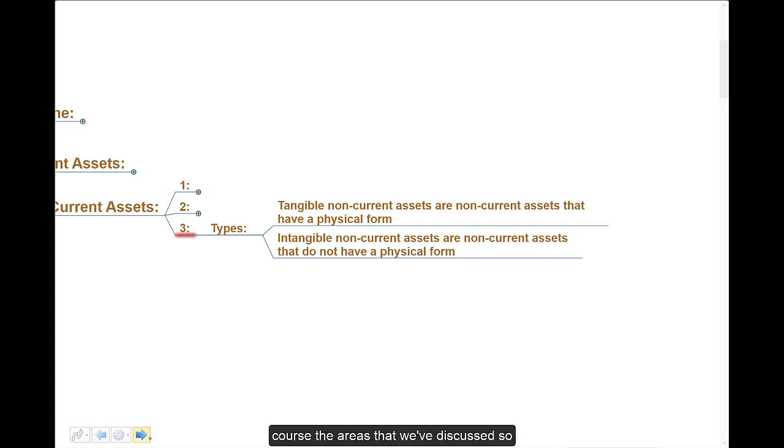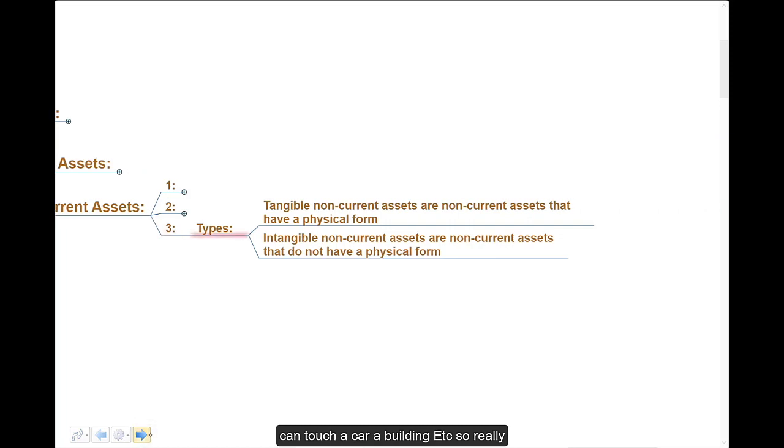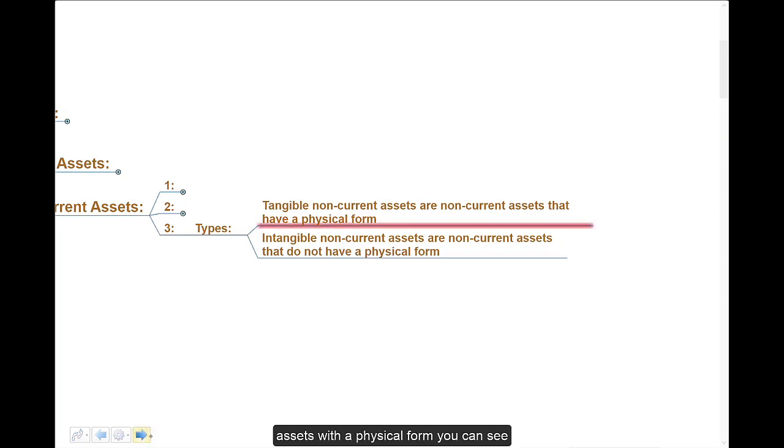The areas that we've discussed so far in terms of non-current assets have been very much tangible. In other words, you can touch them, you can feel them. I can touch computer equipment, I can touch a car, a building, etc. So really, tangible non-current assets are assets with a physical form. You can see them and touch them. Now, you can also have intangible assets, which do not have a physical form. For example, something like goodwill, perhaps a patent, a license, etc.